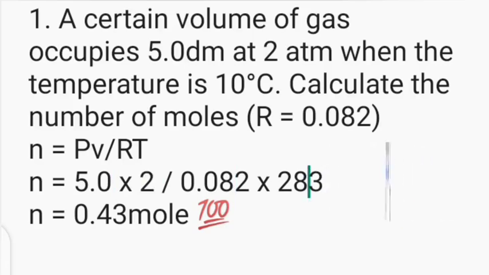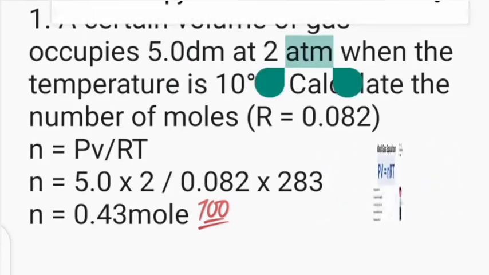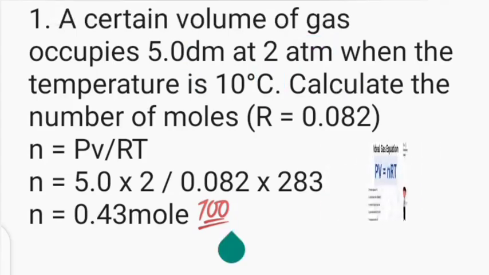So n equals PV over RT. Substituting the values, n equals 0.43 mole. So the answer there is 0.43 mole. Let me repeat again: n equals PV over RT, slotting in all the parameters, from the volume to the pressure to the temperature and the gas constant.